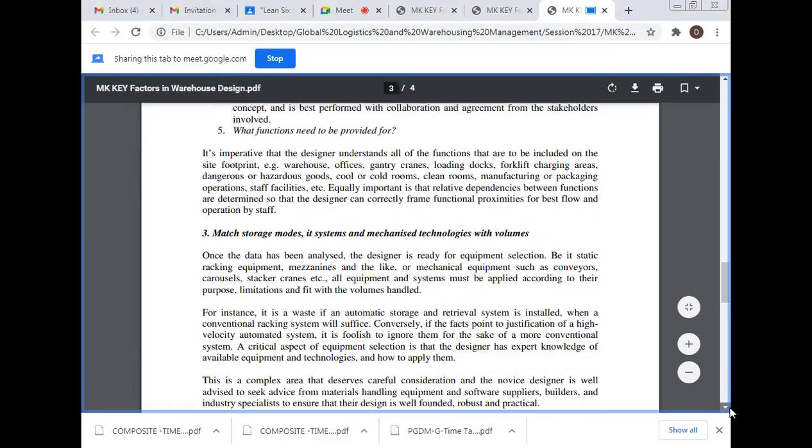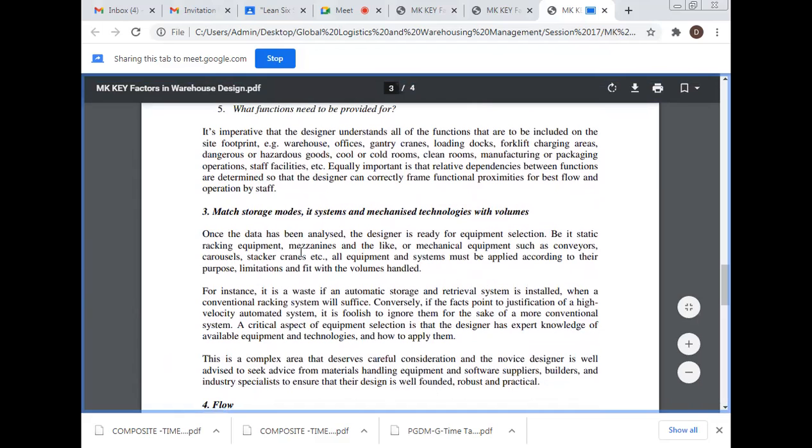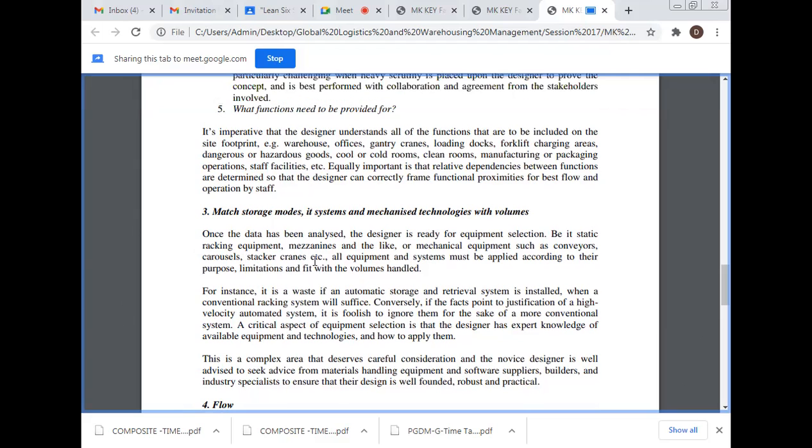Number 3, match storage made its system and mechanize technology with the volumes. Once the data has been analyzed, the designer is ready for the equipment selection, be it static racking equipment, machines and the like, or the mechanical equipment such as conveyors, carousels, stacker cranes, etc.